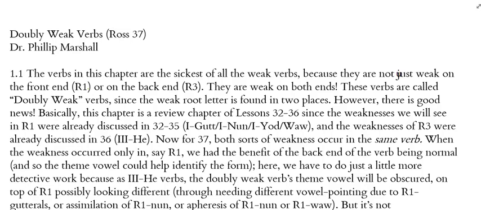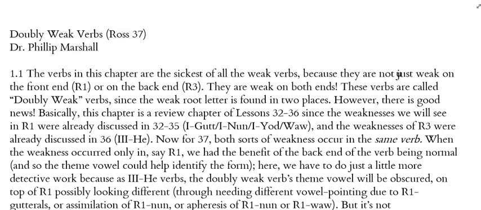And then the weaknesses of the root 3 letter were also discussed in chapter 36, our 3 hey section. And these doubly weak verbs are also 3 hey. But here, for lesson 37, both sorts of weaknesses are going to occur in the same verb. And that's what makes this chapter different.